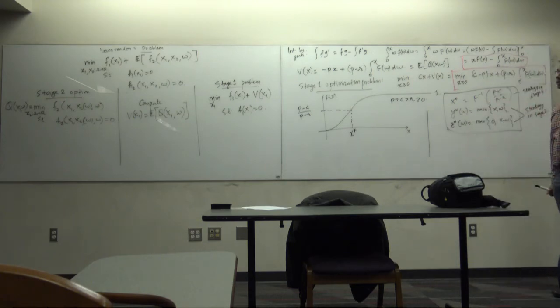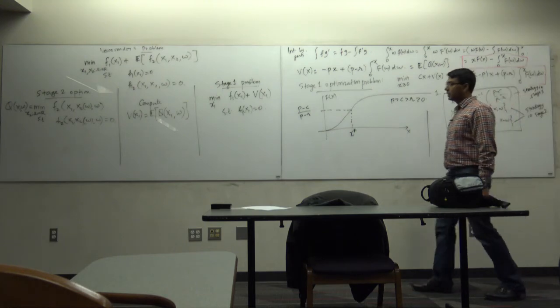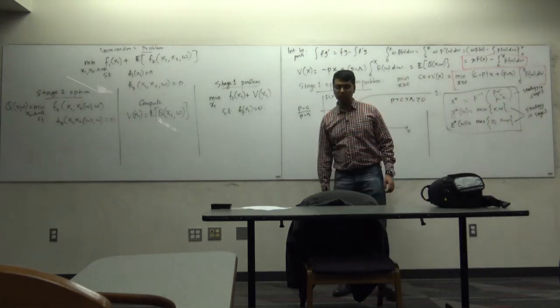Now, if you have a multi-stage problem, you solve the stage three problem, compute the Q function, compute the value function, then plug it into the stage two problem, solve it, then plug in the value function in the stage one problem, and so on. Okay, so this method can be generalized to any number of stages.